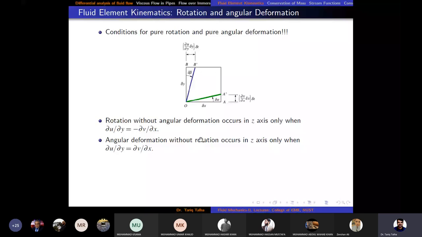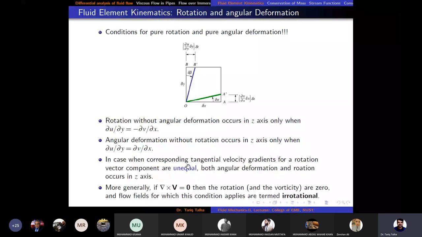Now, if we want to have both phenomena, in which there is rotation as well as angular deformation, then if partial u by partial y is not equal to partial v by partial x, we would have simultaneously rotation as well as angular deformation. So when the corresponding tangential velocity gradients for a rotation vector are unequal, it means that partial u by partial y is not equal to partial v by partial x, and both angular deformation and rotation occur about the z axis.